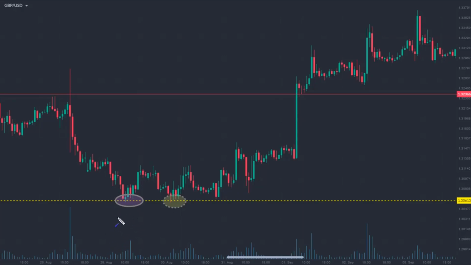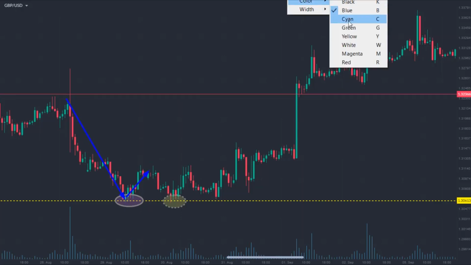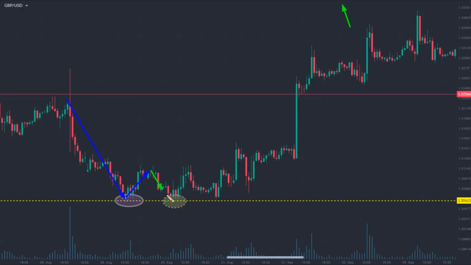For example, guys, if you can see here, market fell down, and then market bounced back upward. Market again fell down, and then market took another bounce back. Like from here, market fell back, and then another bounce back. So this particular level seems to provide a support to the GBP US dollar.